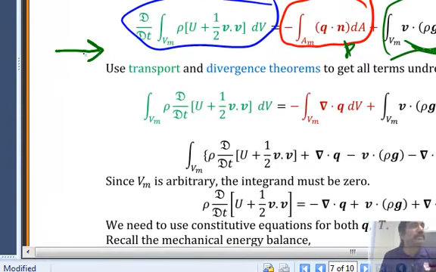So once again, it's the same trick. Use divergence theorem, use Reynolds transport theorem, and get it into a form that we can understand and interpret and work with. Okay, well, let's stop there and we'll continue from this point on in the next class.